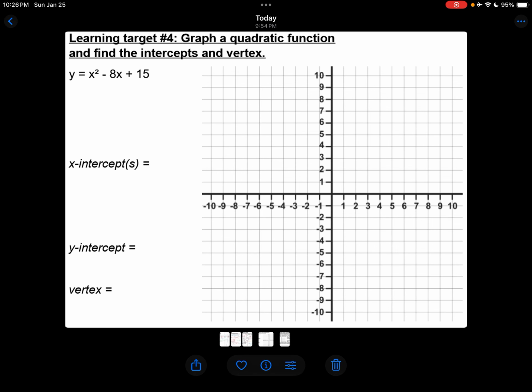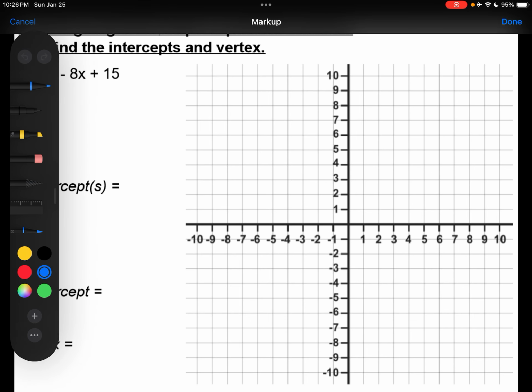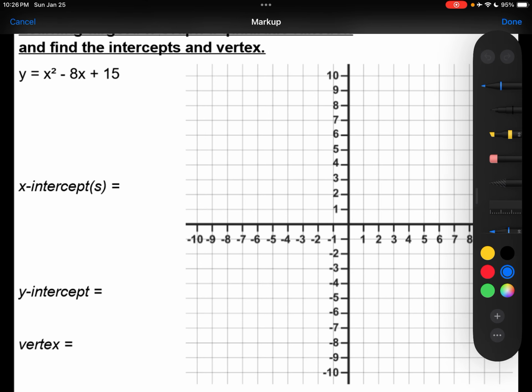Learning target number 4. Graph. Now, what's the easiest way to graph? The easiest way is to use Desmos or something like that. Just right now, though, you can find the y-intercept. The y-intercept is at (0, 15). It's off our graph, somewhere way up there. I can't even put a dot right now.